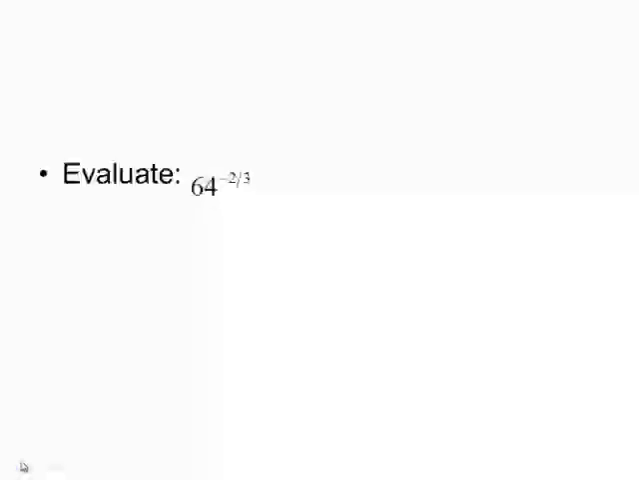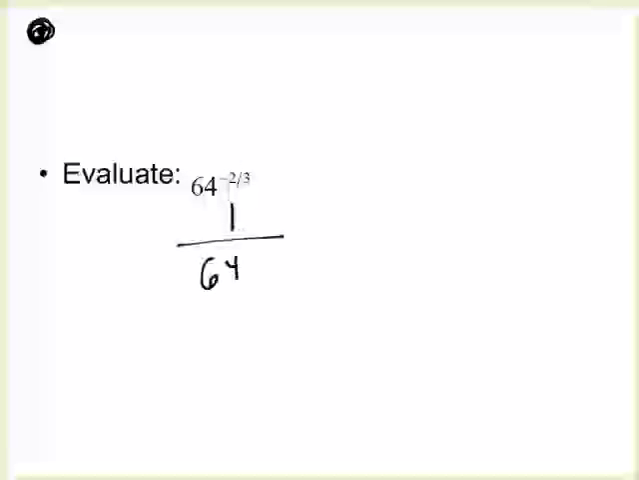Go ahead and try example number 4. Is that a negative in the exponent too? It makes it into a fraction. So this is 1 over 64 to the 2/3. Then what happens with that 2/3? It's the third root of 64, the third root of 64 squared.